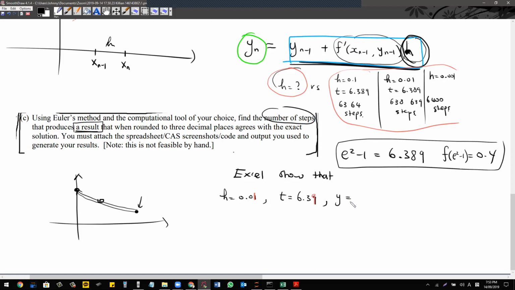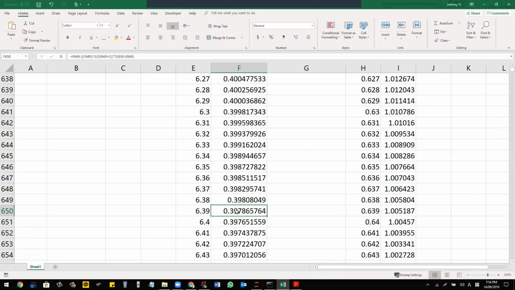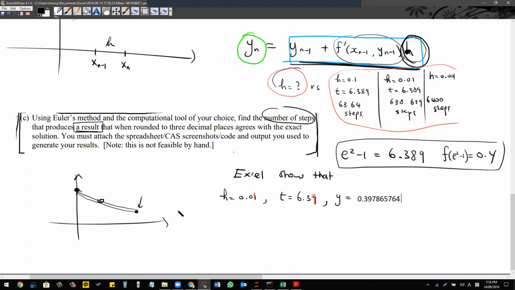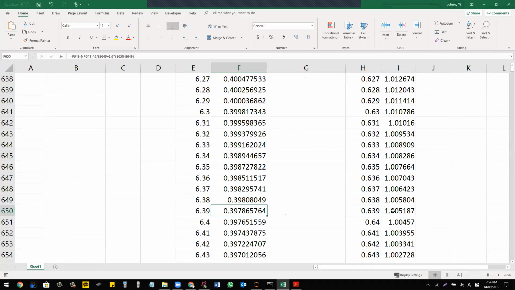Then the y value was how much? This one here, 0 point that. All right. Now, when h was 0.001 and t equals 6.39389, the y value, I have to say here, is approximately, okay? It's actually 0.4, but when this is rounded to third decimal places, it's equal to 0.398. So when this is applied, we found that it's 0.399. What was it before?